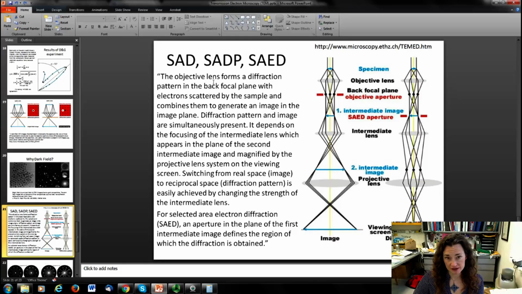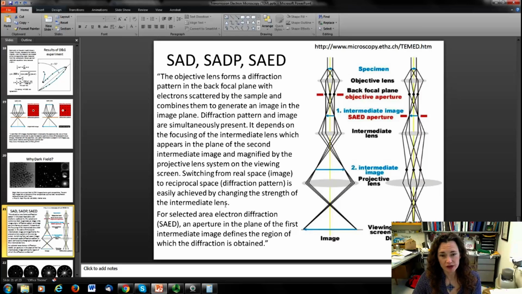So when the electrons pass through the objective lens, you get a diffraction pattern that's automatically formed in a TEM. The electrons scattered by the sample are combined to generate an image in the image plane for a dark field image. But remember, the diffraction pattern and an image are simultaneously present. It just depends on the focusing of that intermediate lens, which appears in the plane of the second intermediate image and is magnified by the projective lens system on the viewing screen, that allows you to switch from real space, which is your image, to reciprocal space, which is your diffraction pattern.